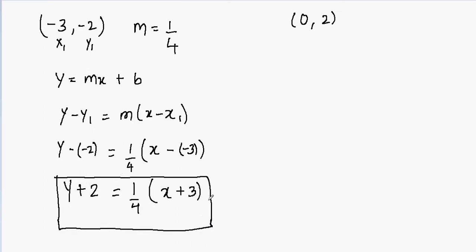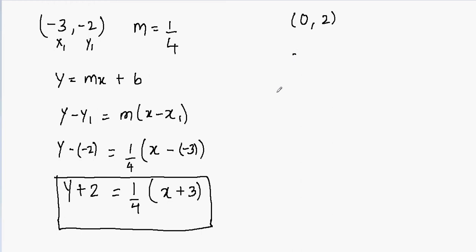If you want to write the equation in the point slope form, this is it. But if you want to write the equation in slope-intercept form, then you'll have to solve this equation for y, because the slope-intercept form is y equals mx plus b. So I would have to solve this equation for y.